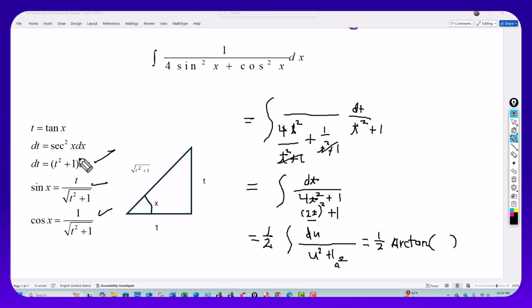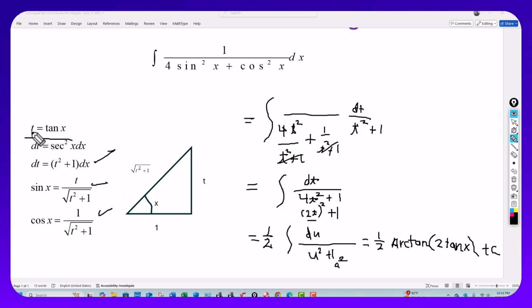But what is t over here? Got to go back to the original variable. T is tangent of x. So this would be then 2 tangent of x. So final answer then again is 1/2 arctangent, or tangent inverse if you want, of 2 tangent of x, and then of course plus your constant of integration.